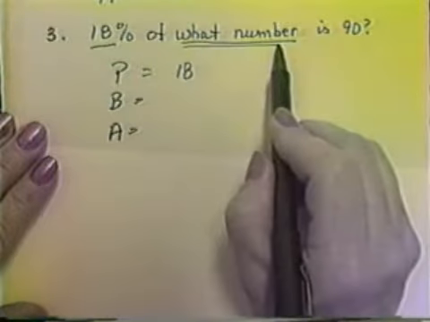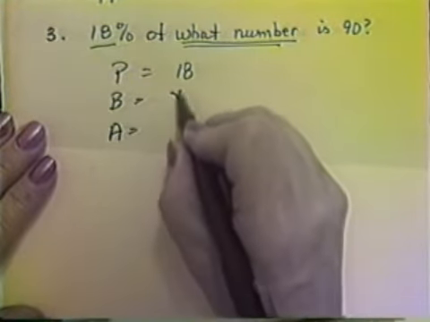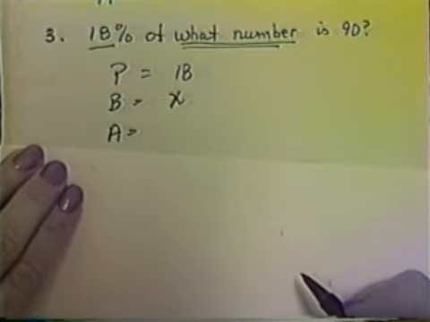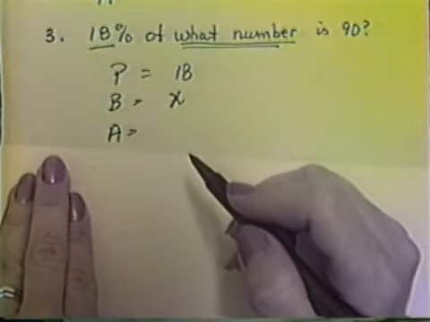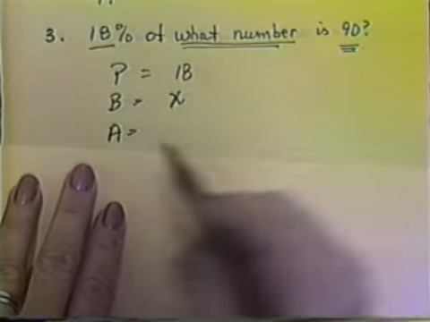So this must be our base, and if we don't know what that is, that must mean the base is our x, the unknown. Wherever the what is, that is usually going to be our unknown. The what, as in what number, is our unknown. So that's going to be the unknown this time. That leaves the 90 as our amount.